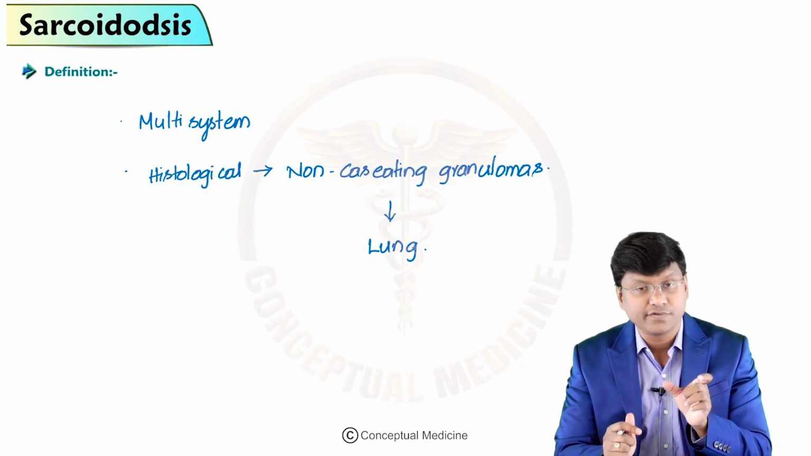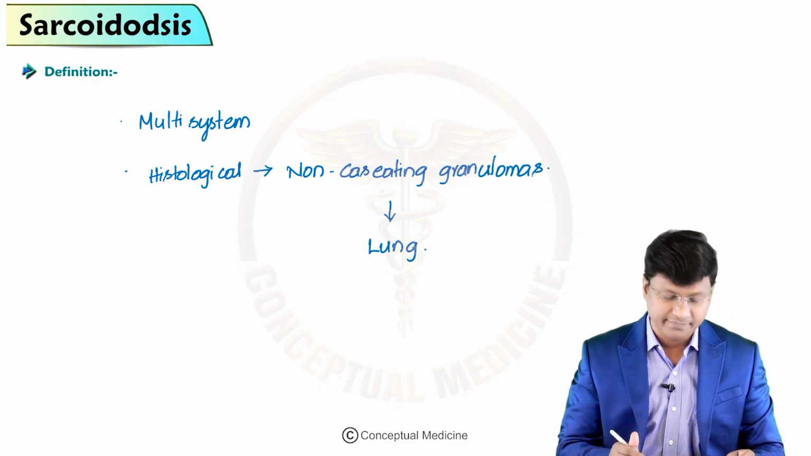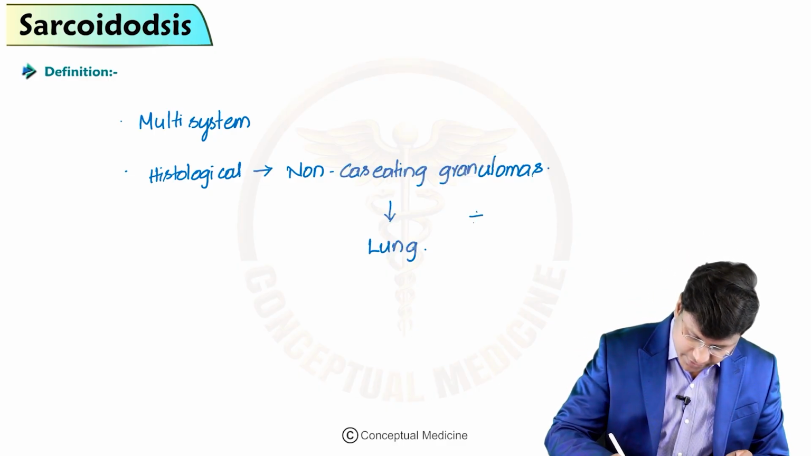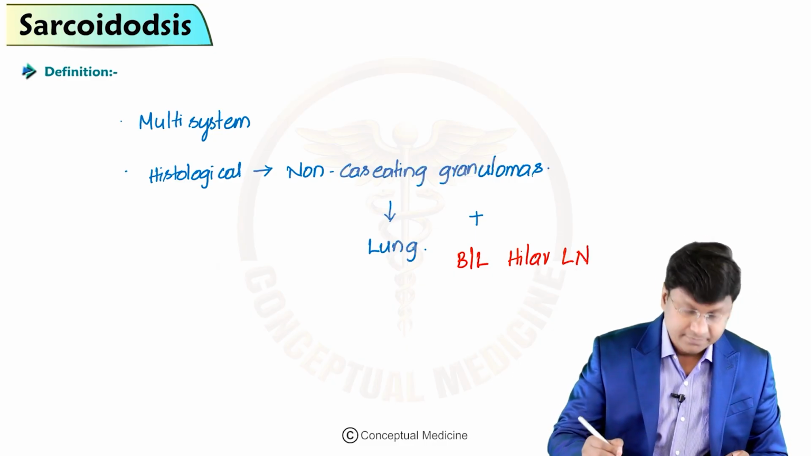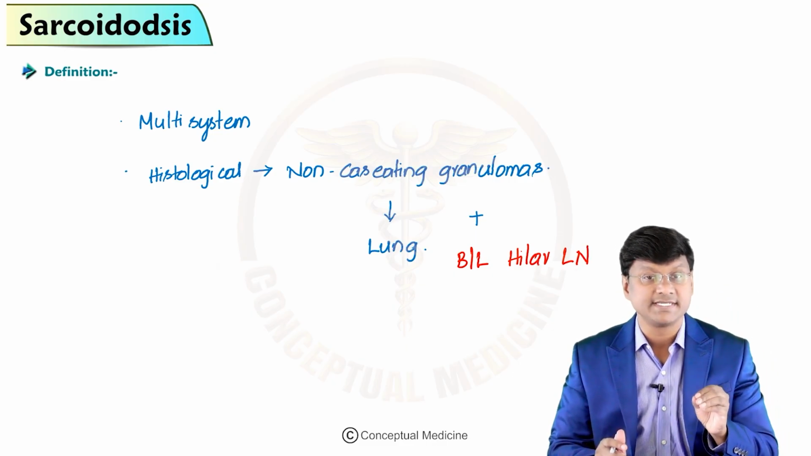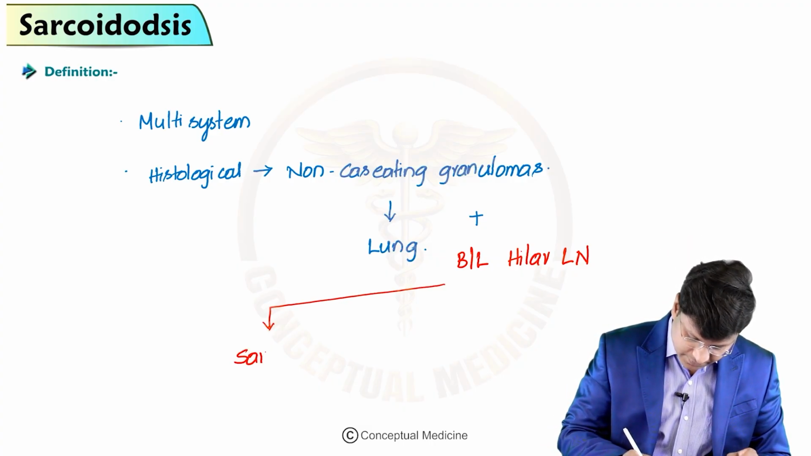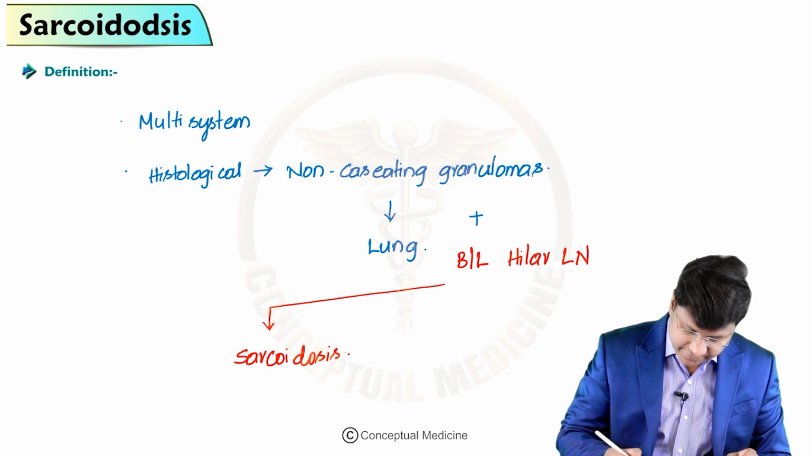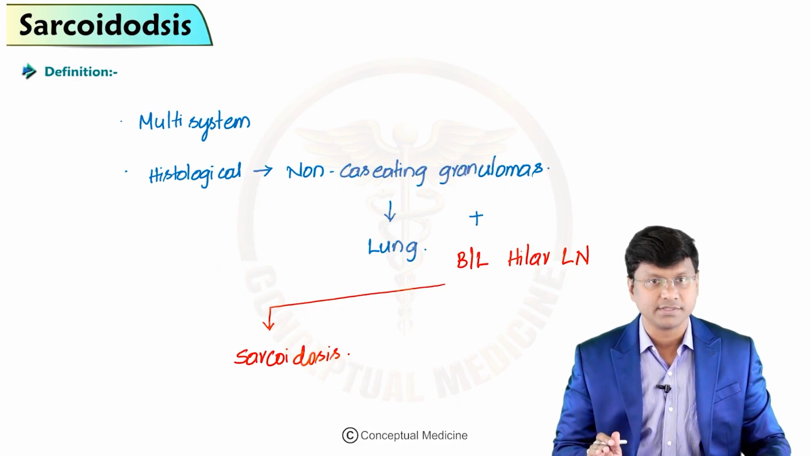If there is the presence of non-caseating granuloma along with bilateral hilar lymphadenopathy, then it is strongly suggestive of sarcoidosis. So sarcoidosis is a disorder where you have the presence of non-caseating granuloma in the various organs.